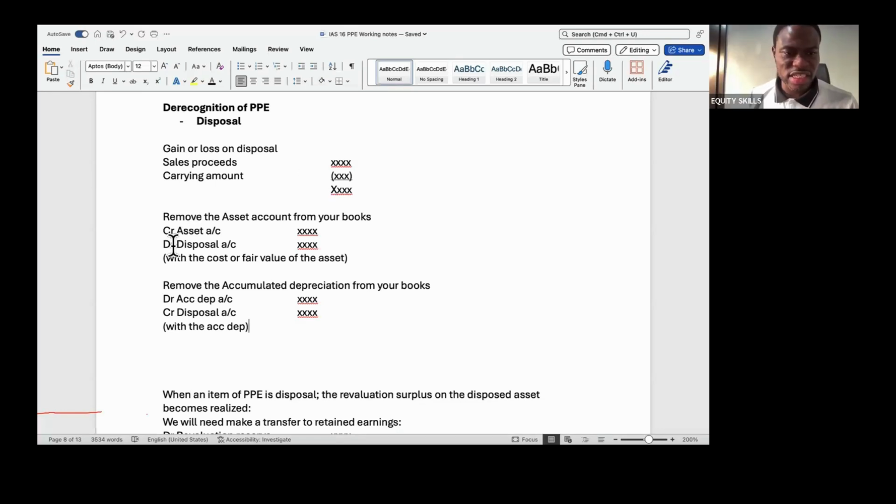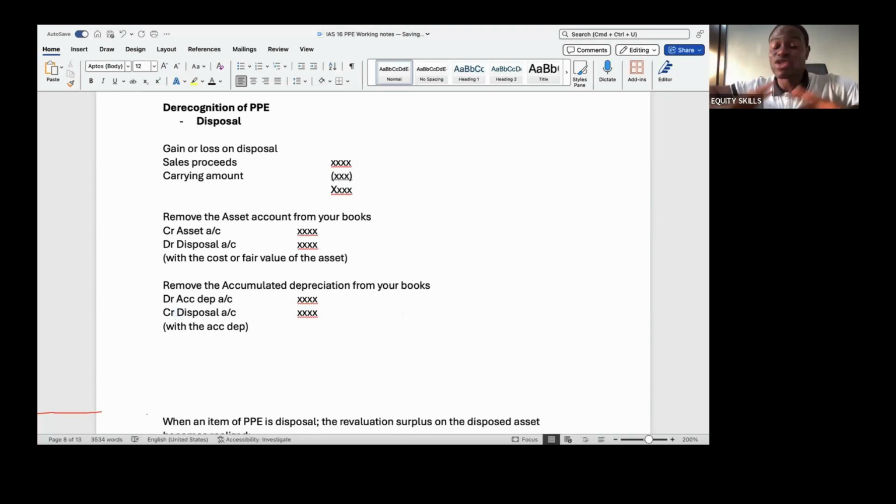Because this disposal account, I've already debited it with costs. Now I'm crediting it with accumulated depreciation. Debit costs, credit accumulated depreciation. Cost minus accumulated depreciation is the carrying amount. So what is in my disposal account as of the end of these two entries I've passed is the carrying amount of that asset. What is just waiting for is how much I've sold the asset.